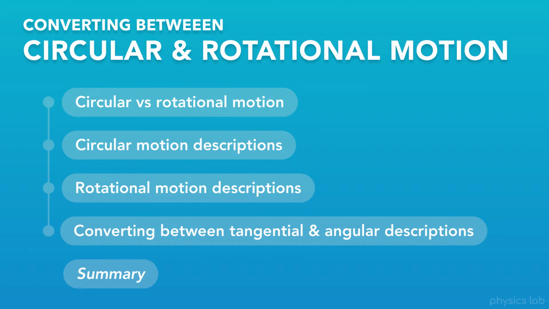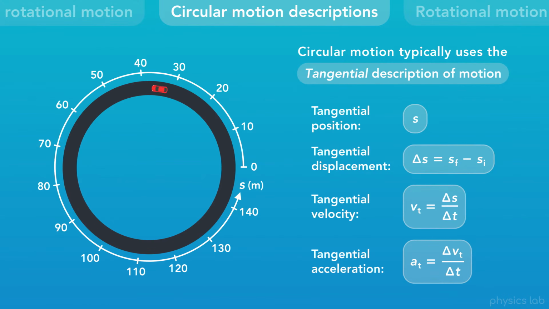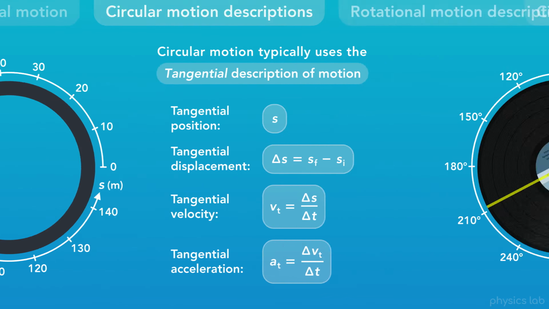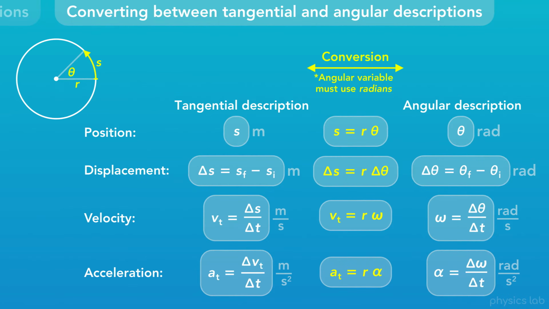Hey everyone, in this video we're going to talk about the tangential and angular descriptions of motion, and how exactly they tie into circular and rotational motion. This topic can get a little confusing, so let's review how everything is related and introduce a few more things. First, we'll review the difference between circular and rotational motion. Then we'll talk about the circular motion descriptions, the rotational motion descriptions, and then converting between the tangential and angular descriptions. At the end, we'll do a summary of the main points.